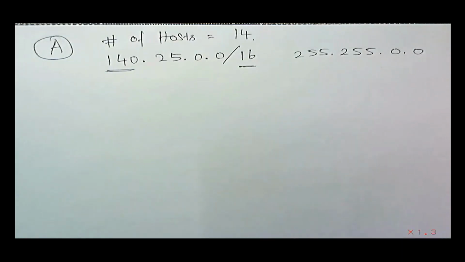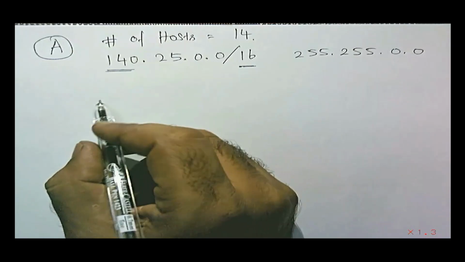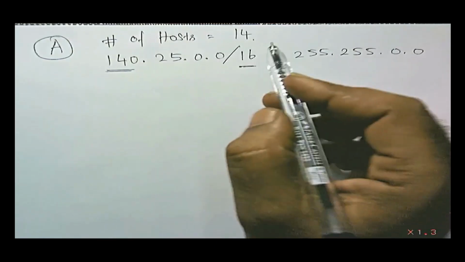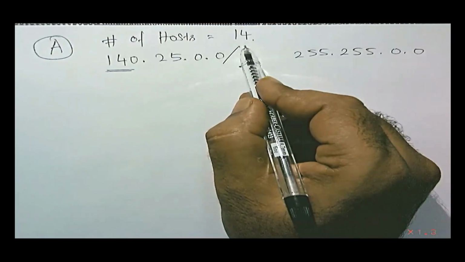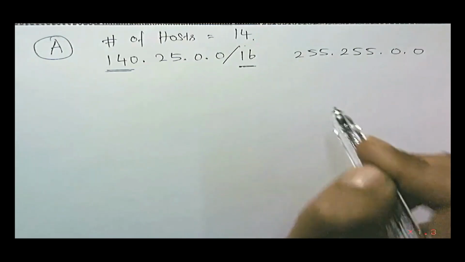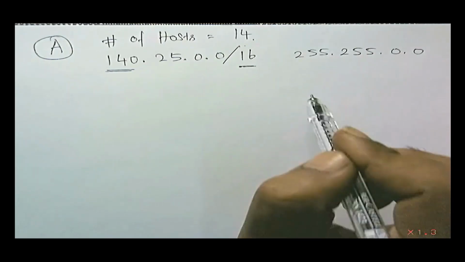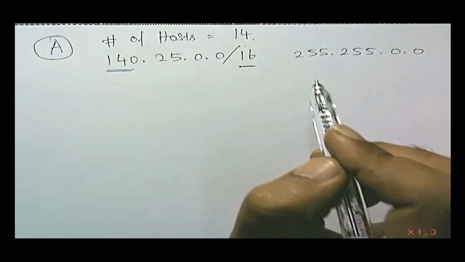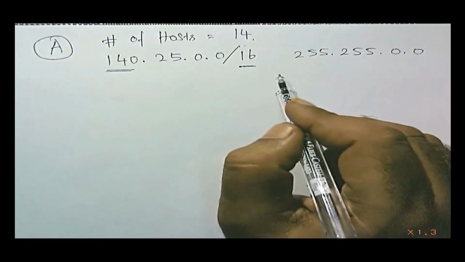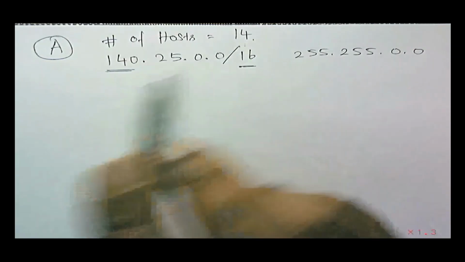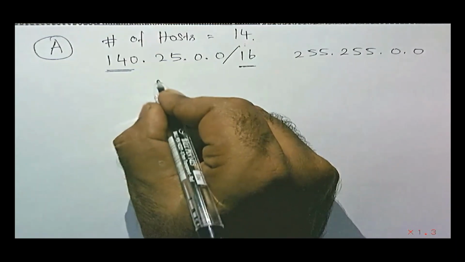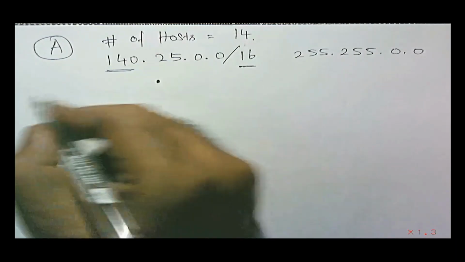Now I'm going for the first subnet. Before that we have to decide how many bits should be available in the host part, not in the network part, because we are doing VLSM. So how many bits should be available in the host part? This we have to fix first. We have the formula 2 to the power of n. Let me do it in a separate place. I will do it here now.